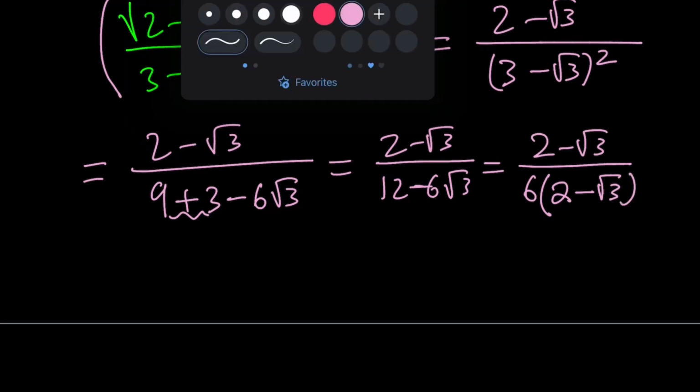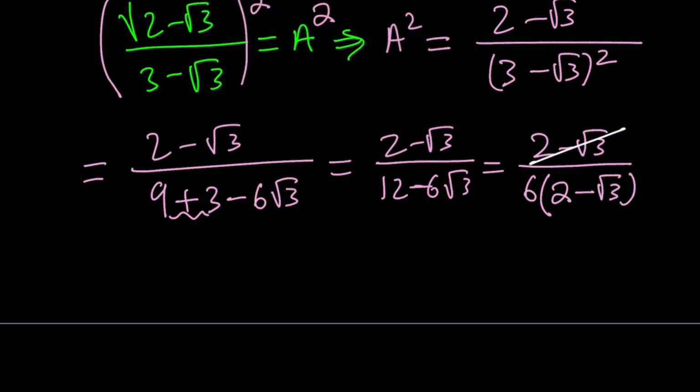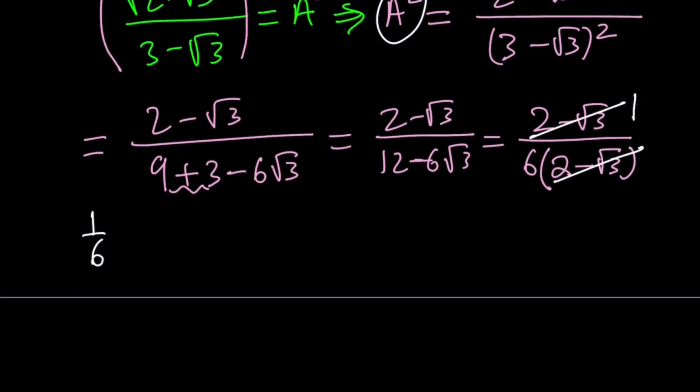Of course, this should work, right? Everything cancels out pretty much, like 2 minus root 3. And we end up with 1 over 6. But that's not the answer, because 1 over 6, as you can see here, is equal to a squared. So we can write this as a squared equals 1 over 6.